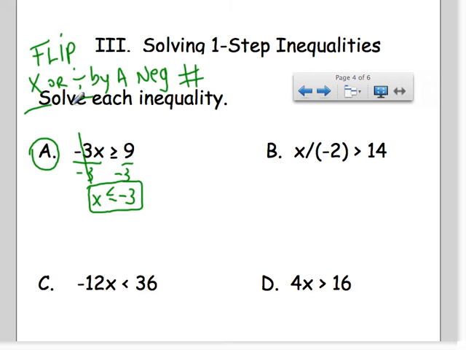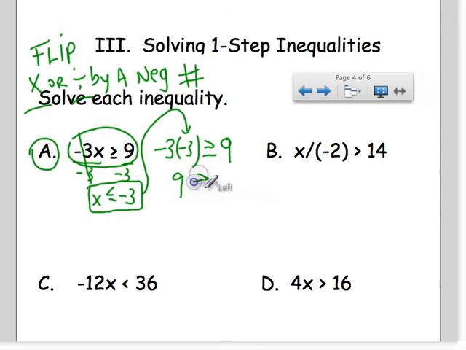To check my answer, x is less than or equal to -3, so that means when I substitute in, x could be -3. So I'll actually substitute in -3, and it should be greater than or equal to 9. I'm using my original inequality to substitute it in. -3 times -3 is 9. 9 is greater than or equal to 9. My answer checks out. So again, the key difference here is the sign flipped because we divided by a negative.